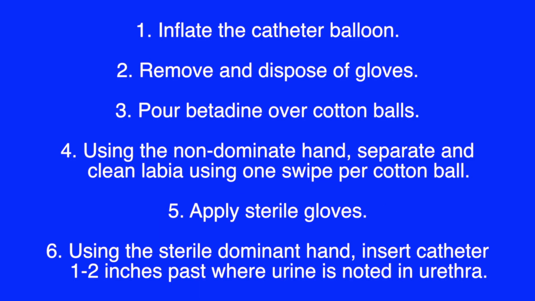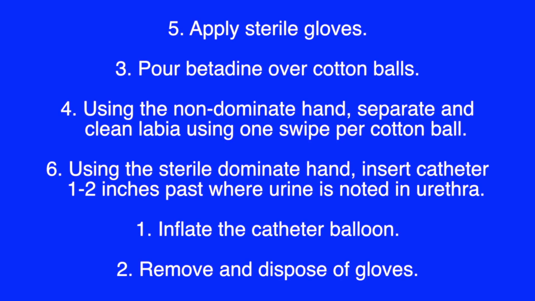Here are your options. 1, inflate the catheter balloon. 2, remove and dispose of gloves. 3, pour betadine over cotton balls. 4, using your non-dominant hand, separate and clean the labia using one swipe per cotton ball. 5, apply sterile gloves. 6, using the sterile dominant hand, insert the catheter 1 to 2 inches past where urine is noted in the urethra. With these options and with this question, you need to remember proper sterile technique and universal precautions. Do you remember the proper way to put in a urinary catheter? Do you remember the steps?